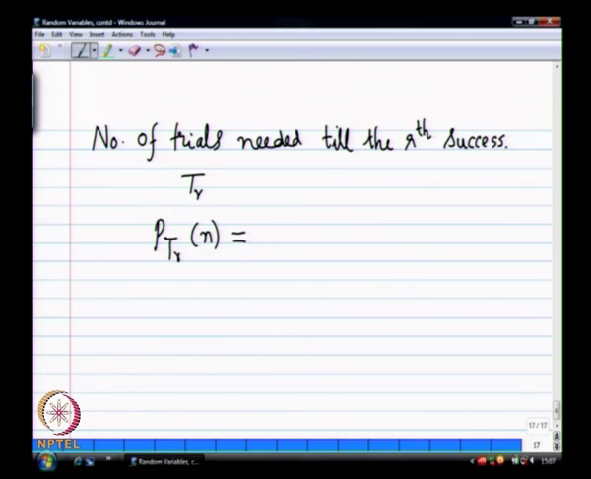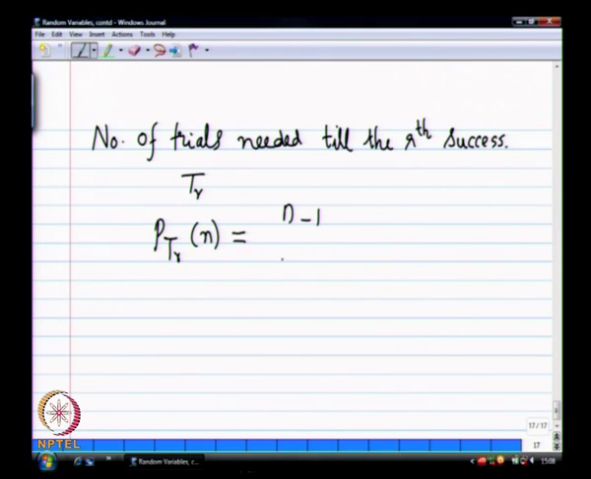What is the probability of needing n trials to get r successes? Did you do it from memory or derive it on the spot? Derived it, okay. Well, anybody else want to try?